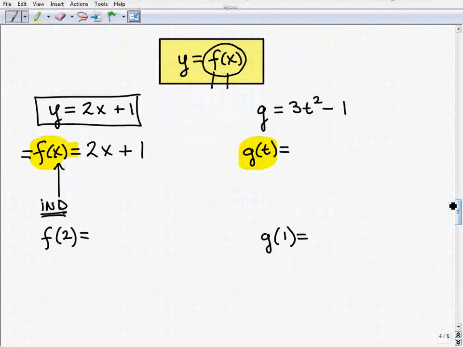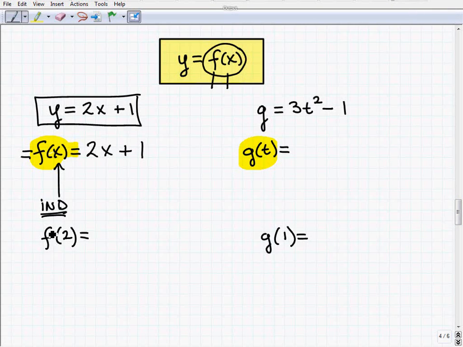So here, when I have this symbol, it says f and then parentheses 2, this means f of 2. It simply means evaluate the equation and let x equal 2. Let your independent variable be equal to 2.